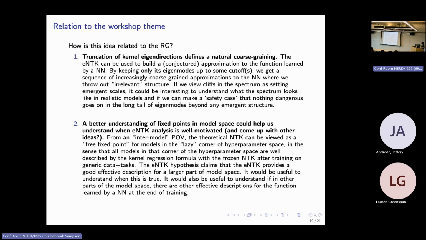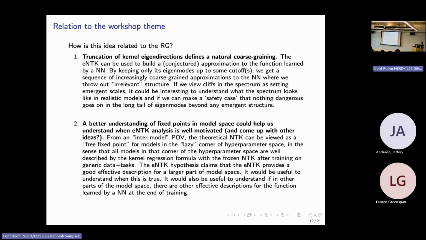Okay, this slide is a mess. How is this project related to the workshop theme? I've been making this slide over the course of the workshop, adding words to it after everyone's talk. So it's a solid wall of text. Maybe I'll just read it out loud. How could this be related to the RG?